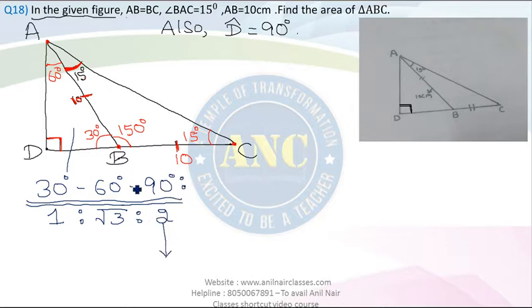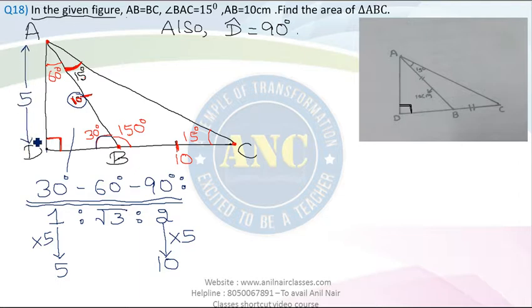But the question says it is not 2. Opposite to 90 is 10 units. So, 2 into 5 is 10. 1 also multiply by 5. 1 into 5 is 5 unit. That means opposite to 30 degrees, this AD value, it should be 5 unit. I hope the idea is clear.